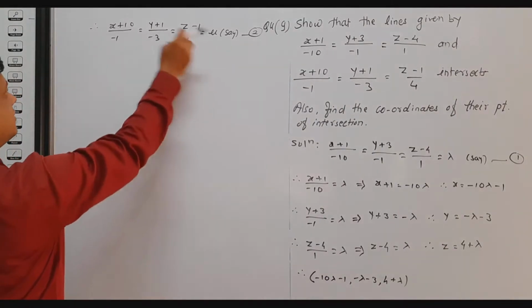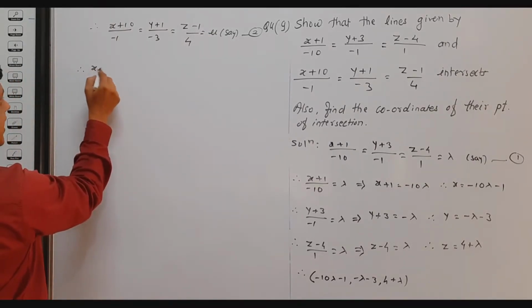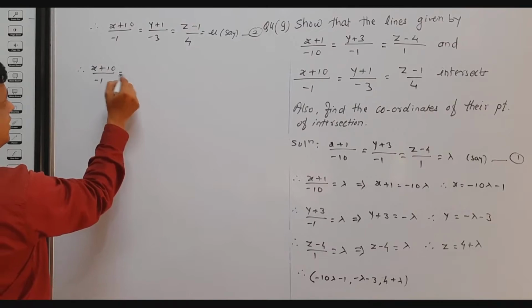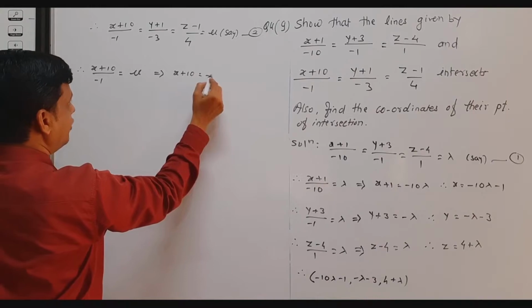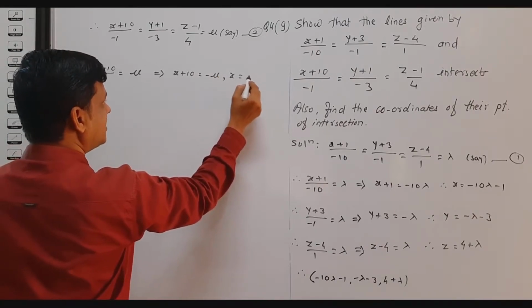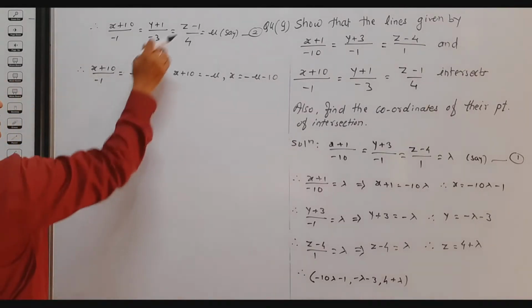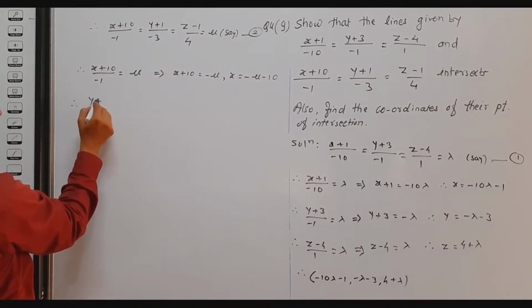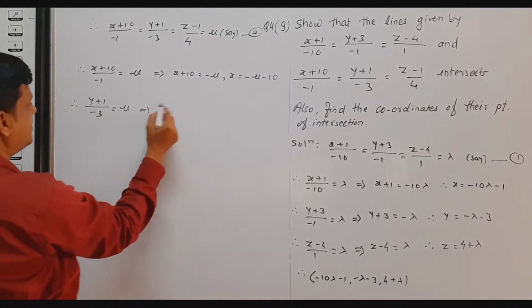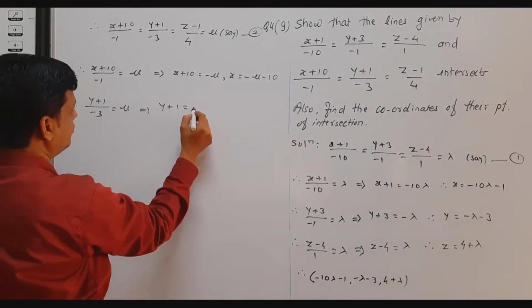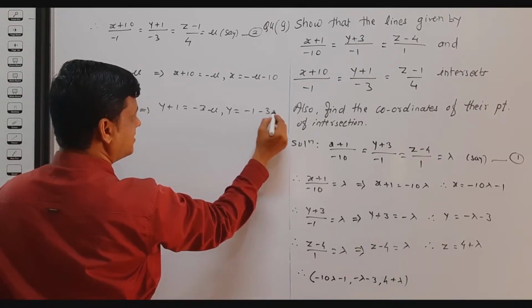So we equate this value of x, y, z with mu. Therefore, (x plus 10) upon minus 1 is equal to mu. That implies x plus 10 is equal to minus mu. That means x is equal to minus mu minus 10. Similarly, (y plus 1) upon minus 3 is equal to mu. This implies y plus 1 is equal to minus 3 mu. Y is equal to minus 1 minus 3 mu.